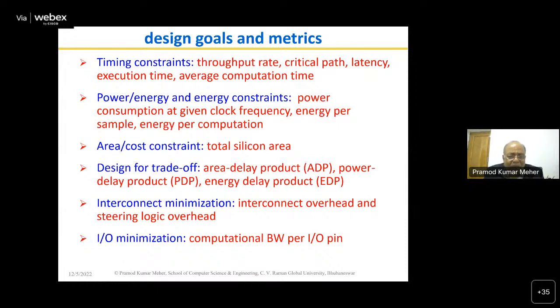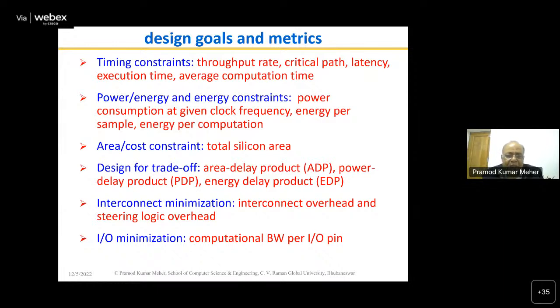Interconnect minimization is another thing also related to the power consumption and the size. And IO also is not a separate thing, but IO minimization will lead to computational bandwidth reduction. That means every IO pin is utilized for more computation.